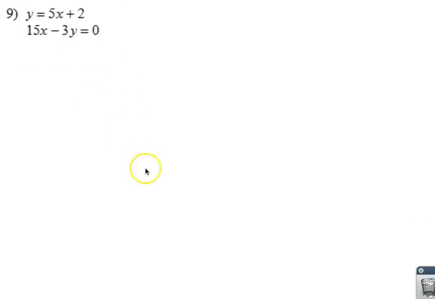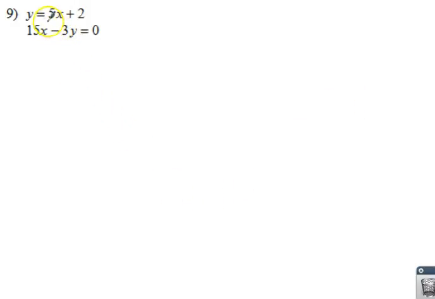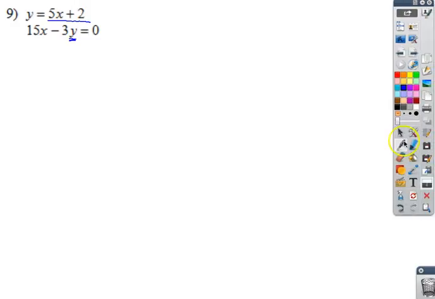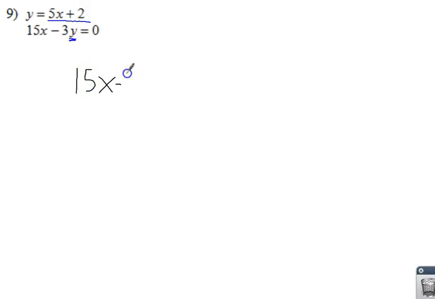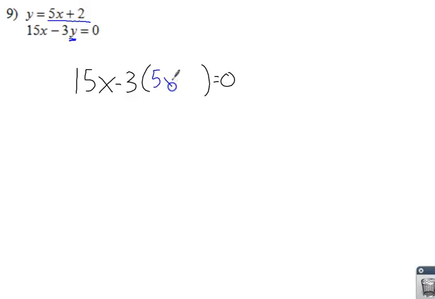Why? I've already got an equation solved for x. So all I'm going to do here is solve for y, excuse me. It's got an x in it. I'm going to take and replace that y in my second equation with the y I found in the first equation. What is that going to look like? I'll get 15x minus 3. And I replace it now with this.